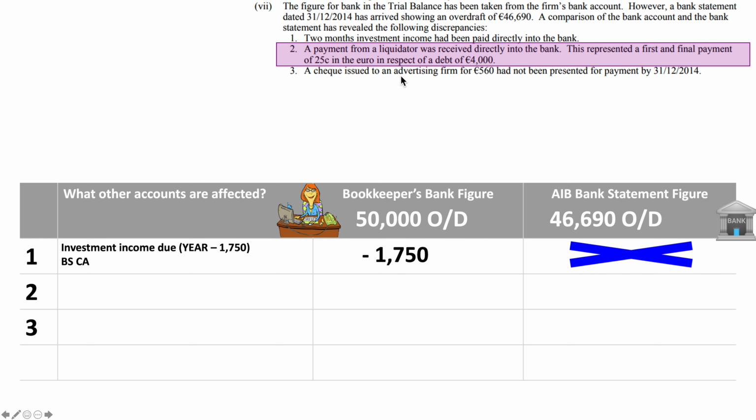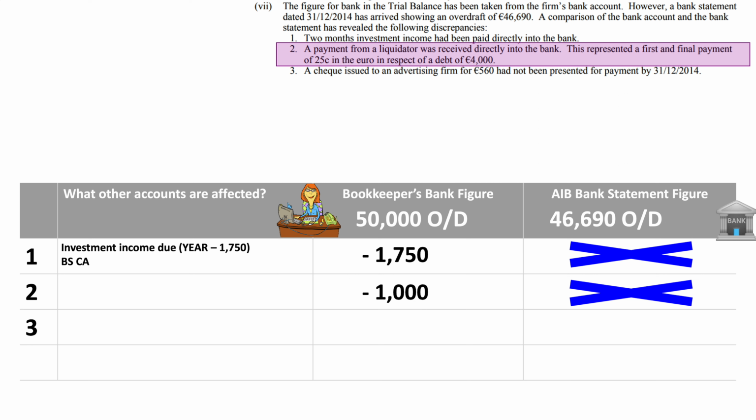Note 2, a payment from a liquidator was received directly into the bank. This represented a first and final payment of 25 cents in the euro in respect of a debt of €4,000. So the bank knew about this because it was received directly into the bank. That means the business received €1,000 into the bank, and that's going to reduce the bank overdraft by €1,000.